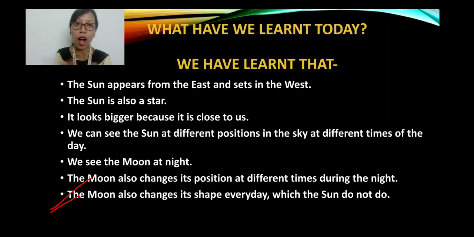The sun remains the round ball of fire. It is the same round ball of fire every day we can see. But the moon is not the same every day. We see different shapes every day. So this is what we have learned in today's class.